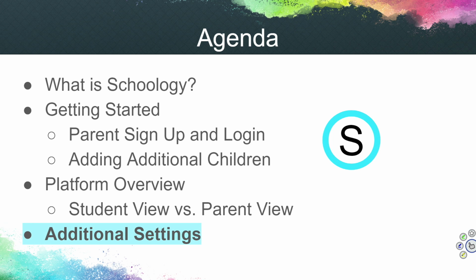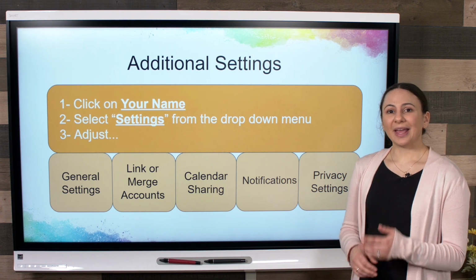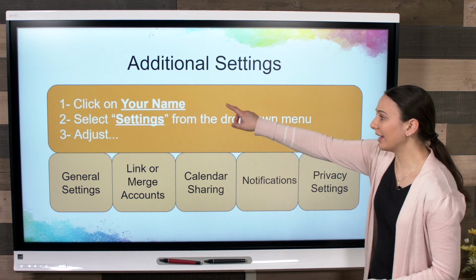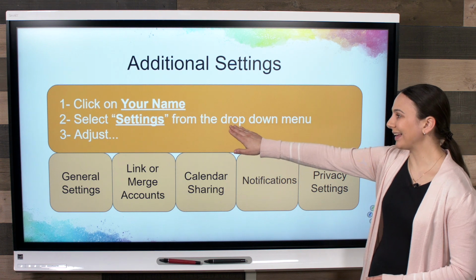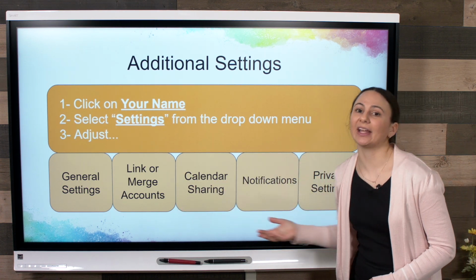So now finally, we're going to go over some additional settings that you might want to check out when you're setting up your Schoology account, either for the first time or if you're adding some new features to them. The way that we access these additional settings is by clicking on your name, as we did before, selecting settings from that drop-down menu that appears, and then we can adjust a variety of different options.